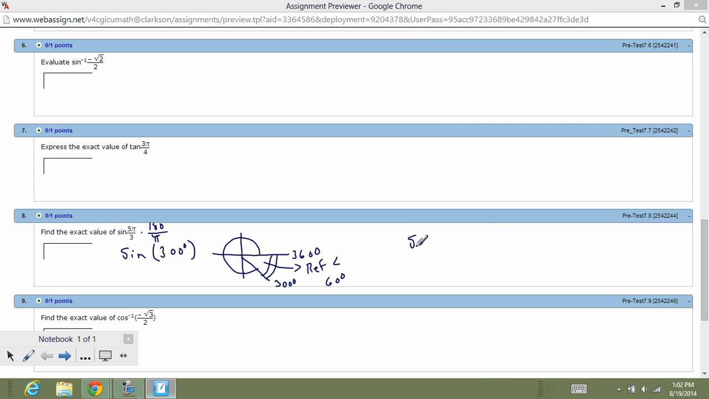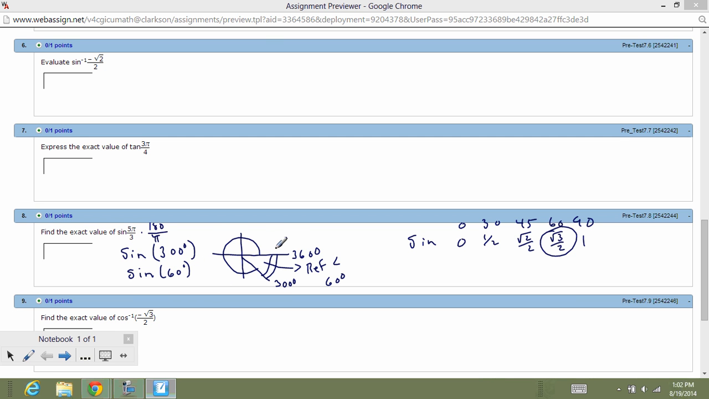Now, for the sine function, 0, 30, 45, 60, and 90. Sine of 0 is 0. Sine of 30 is a half. Sine of 45 is square root of 2 over 2. Sine of 60 is square root of 3 over 2. And the sine of 90 is 1. Well, we have a reference angle of 60 degrees. So there's going to be our value. The sine of 300 will be the same as the sine of 60.